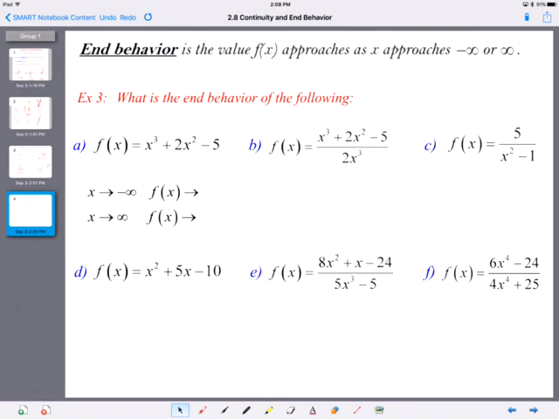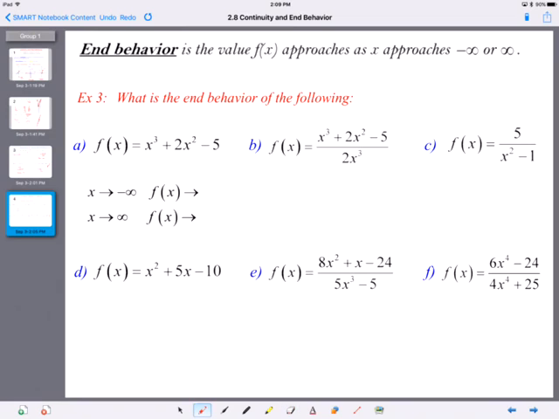So when we do end behavior, we already have done this before with polynomials. It is the value f of x approaches as x approaches infinity and negative infinity. So I have my notation down here as x approaches negative infinity, what is the y approaching? As x approaches infinity, what is the y approaching? So that's what we're trying to answer. We're just going to now add rational functions to it.